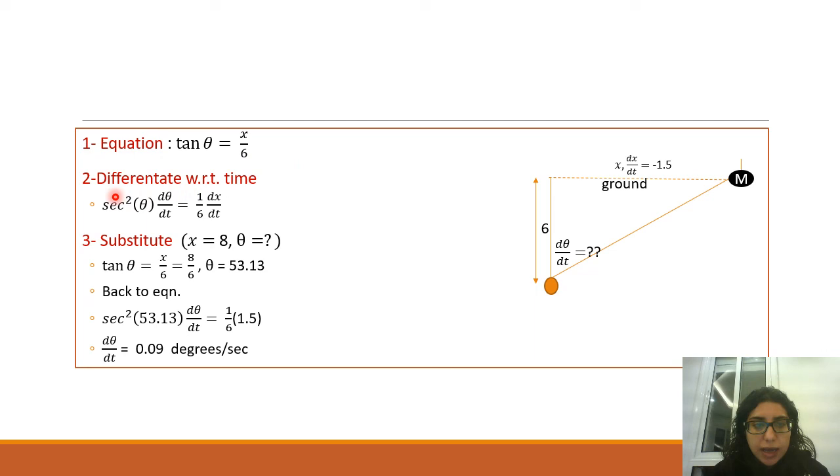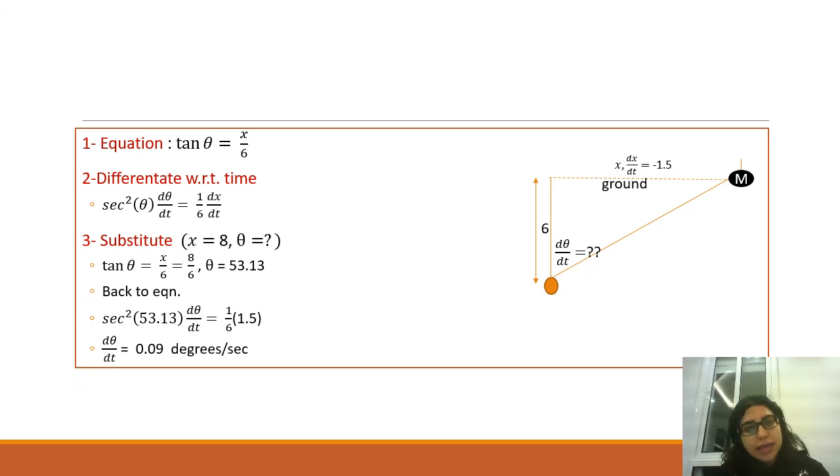Here is my equation, and then I differentiated with respect to time. Tan becomes sec squared theta d theta by dt. x over 6 becomes 1 over 6 dx by dt. So I need to substitute x equals 8, but I don't have a value for theta. So I will go back to this original equation, and using the givens, x equals 8, I will get the value of theta at x equals 8. So tan theta is x over 6, which is 8 over 6, and I got theta is 53.13 degrees. Back to my equation, now I have everything. I will just substitute and get the value of d theta by dt.